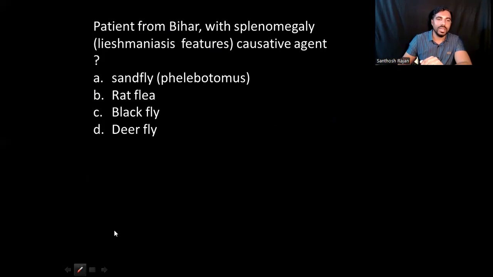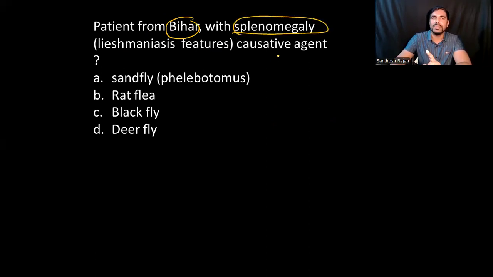Next question, a patient from Bihar with splenomegaly. You know that Bihar is one clue. Splenomegaly, another clue, to say simply it is what? Kala Azar. That is enough.